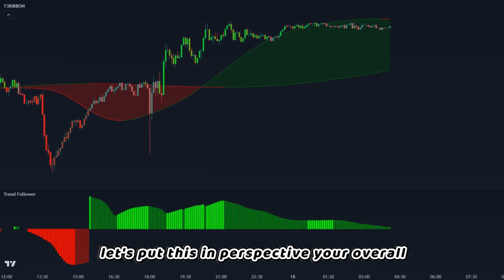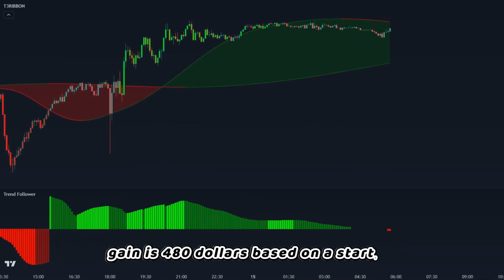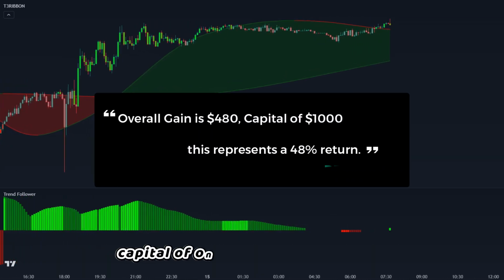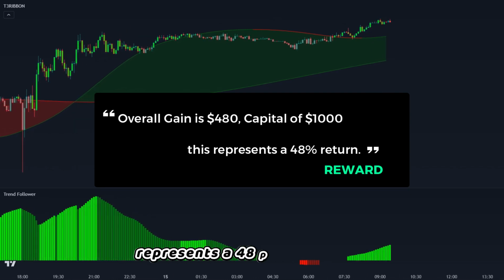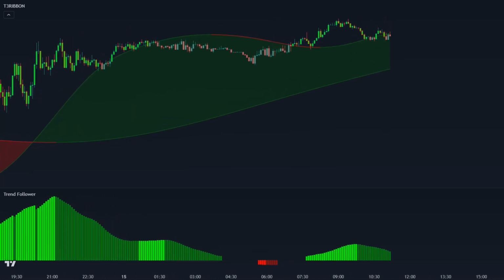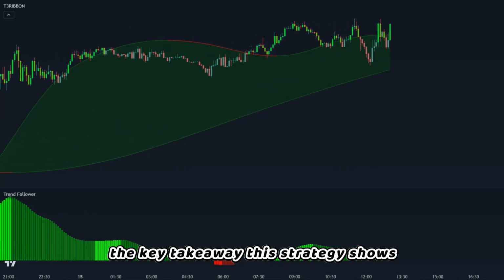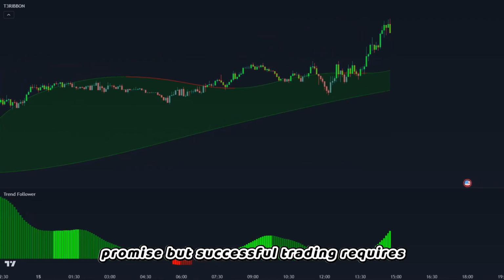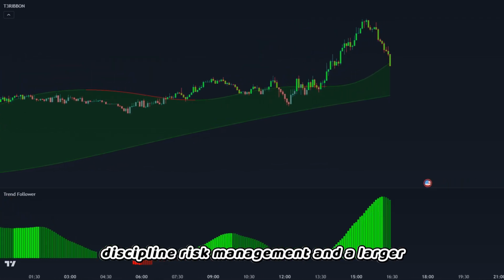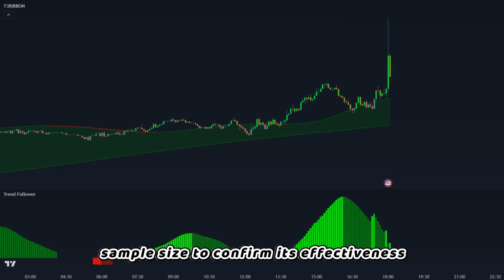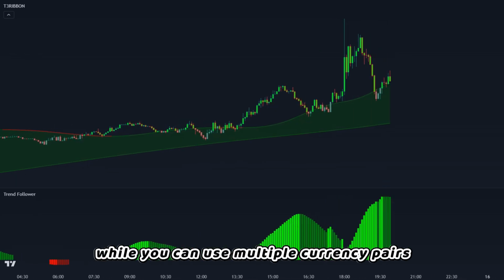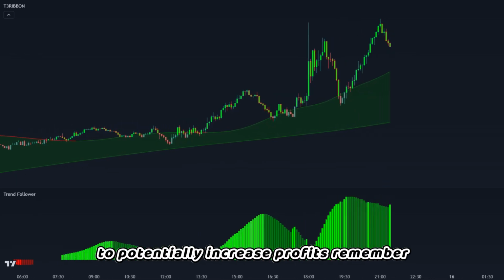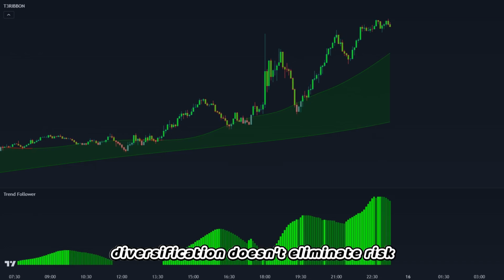Let's put this in perspective. Your overall gain is $480, based on a starting capital of $1,000. This represents a 48% return. The key takeaway? This strategy shows promise, but successful trading requires discipline, risk management, and a larger sample size to confirm its effectiveness. While you can use multiple currency pairs to potentially increase profits, remember, diversification doesn't eliminate risk.